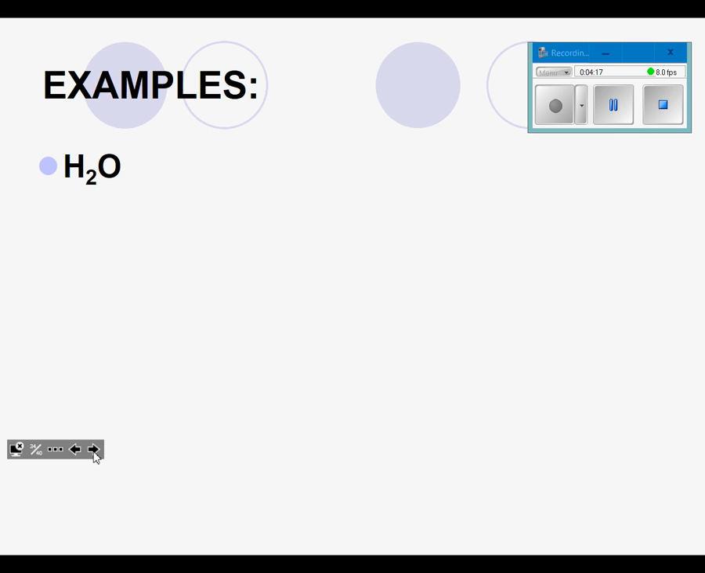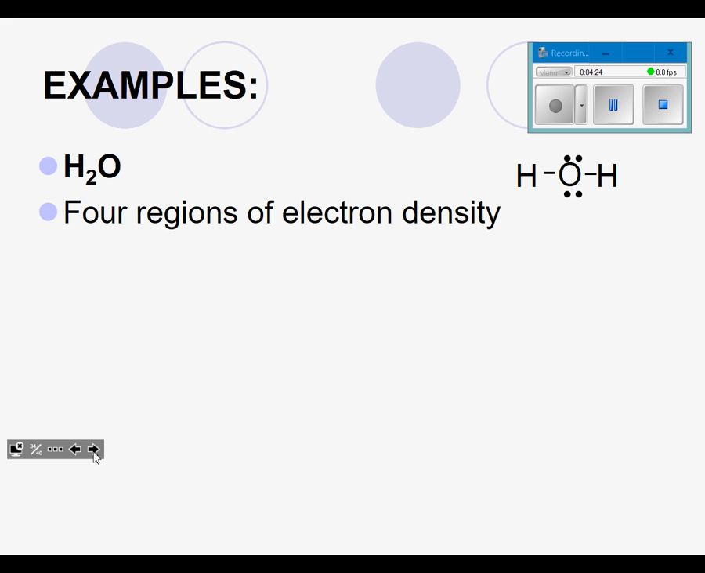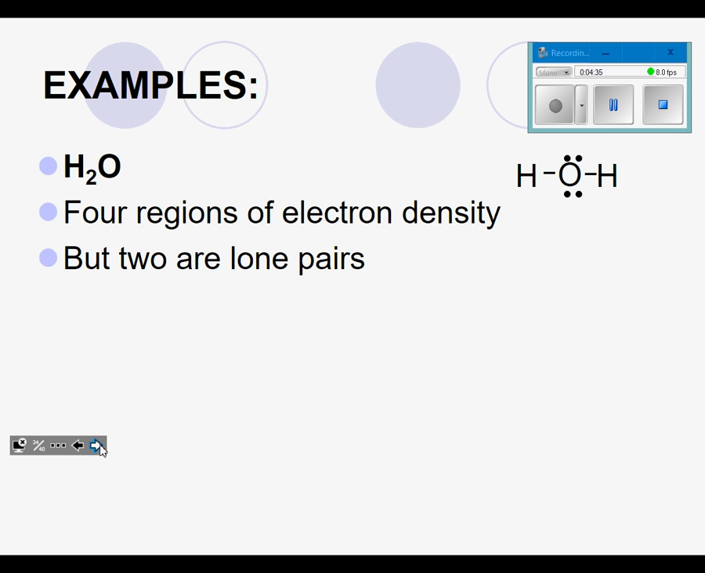Then we have H2O. H2O looks like this when we drew it as a Lewis dot structure. The thing to realize is there are still 4 regions of electron density. We have 2 lone pairs and 2 bonds. Again, 2 of them are lone pairs and 2 of them are bonds.